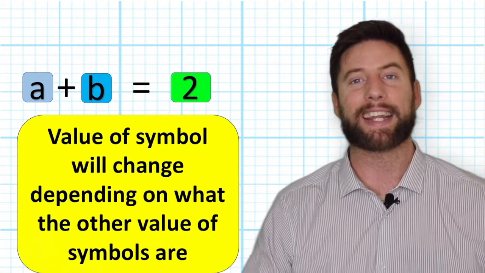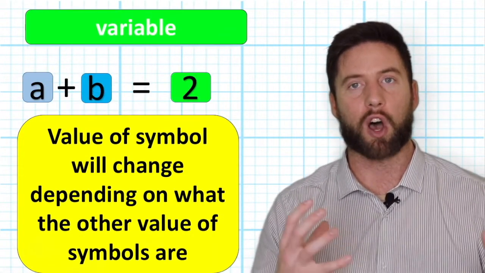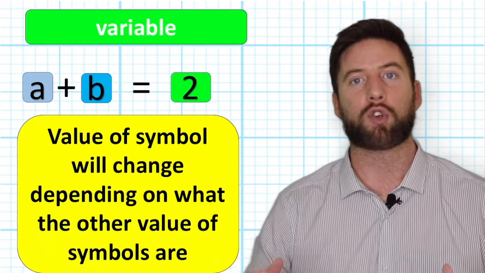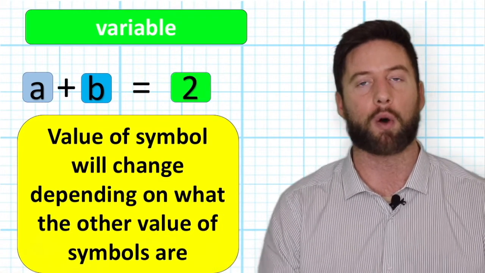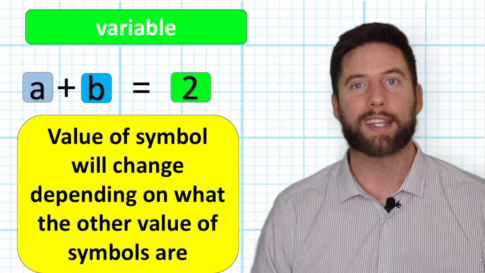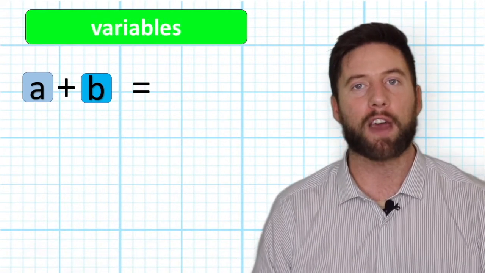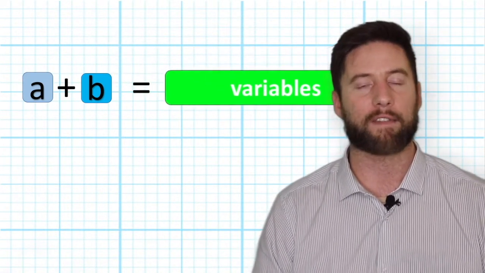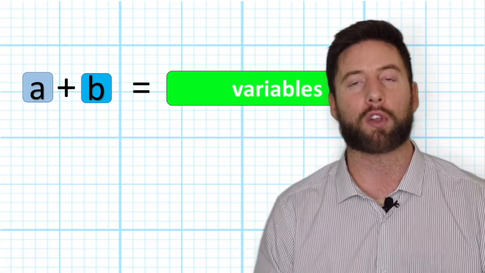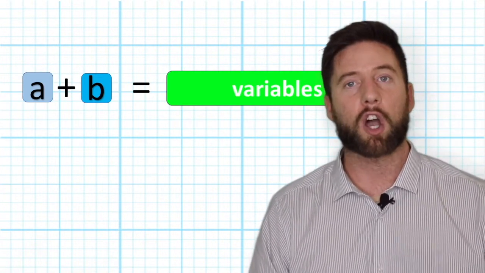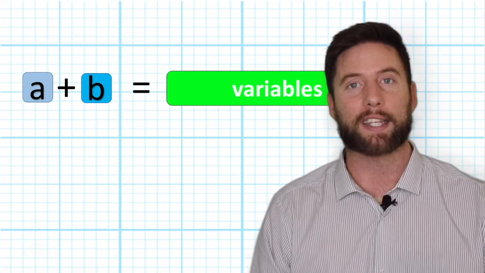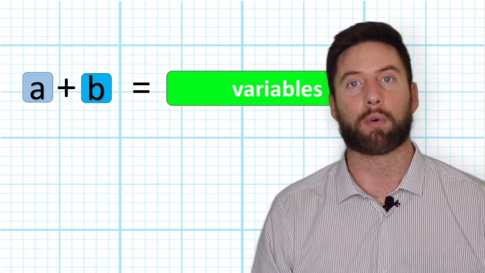And this means that it is variable. These symbols are variables. Their value can change depending on what else is happening around them. So in this example, both A and B are variables because they can both change, their values can both change depending on what the other one is doing. So it's really common in algebra to refer to all letters and all symbols as variables.